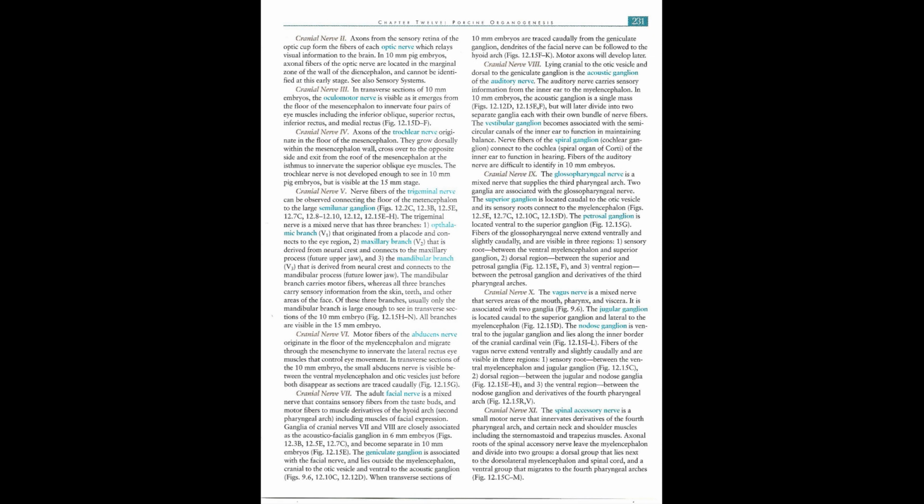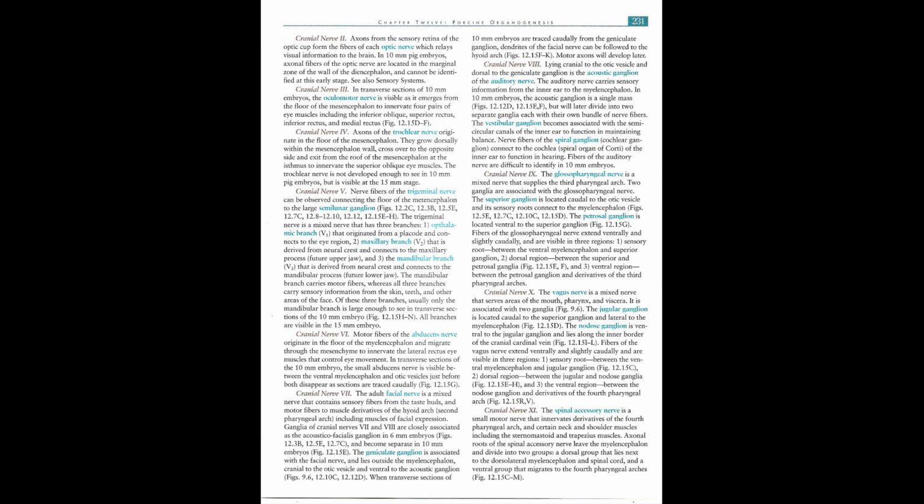Cranial nerve 9. The glossopharyngeal nerve is a mixed nerve that supplies the third pharyngeal arch. Two ganglia are associated with the glossopharyngeal nerve. The superior ganglion is located caudal to the otic vesicle and its sensory roots connect to the myelencephalon, Figs 12.5e, 12.7c, 12.10c, 12.15d. The petrosal ganglion is located ventral to the superior ganglion, Fig 12.15g.